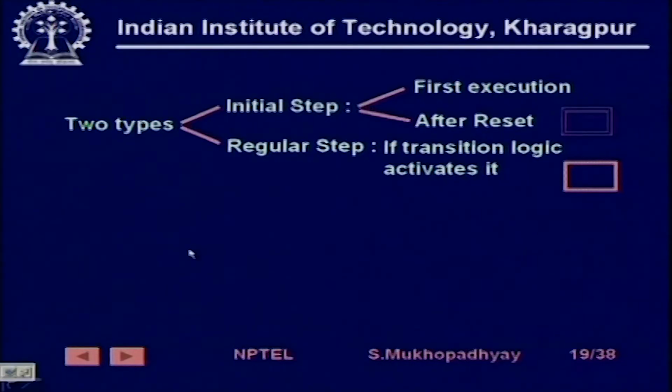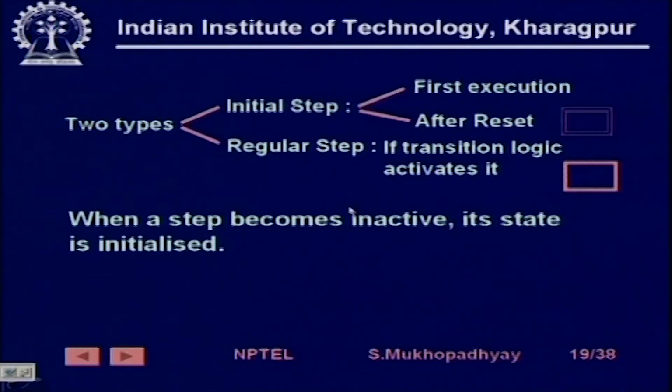Similarly, these steps can be of two types. Number one, initial step. I had marked the initial step, and the initial step execution can be of two types. One is when you are executing the first time after power on, and second is a program reset; actually sequential function charts have some standard instructions which are assumed to reset the program. So, after reset also you can execute a particular type of step called the initial step, typically used for initializing variables and states and intermediate variables. Otherwise, you have regular steps, and which one of them is active at any time depends on the transition logic, as we have seen.